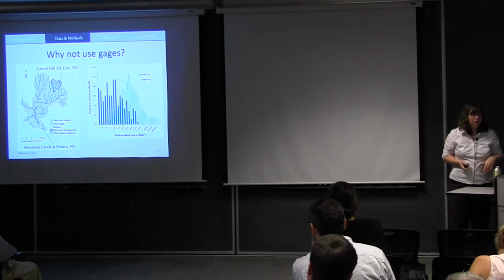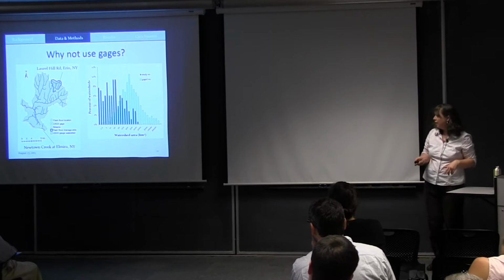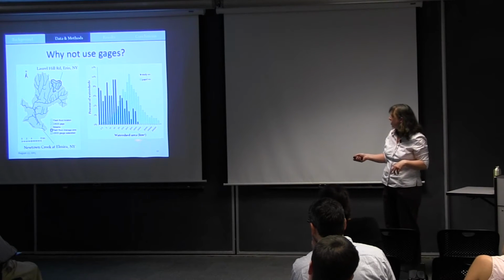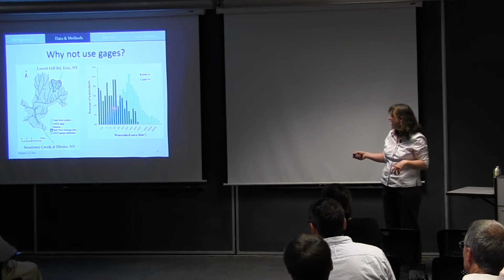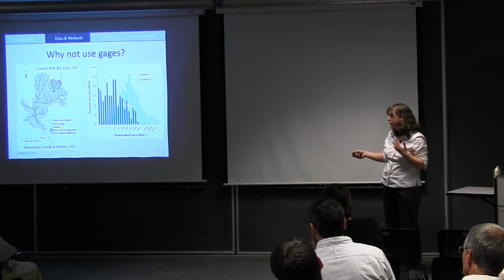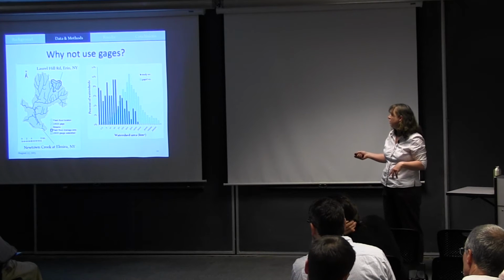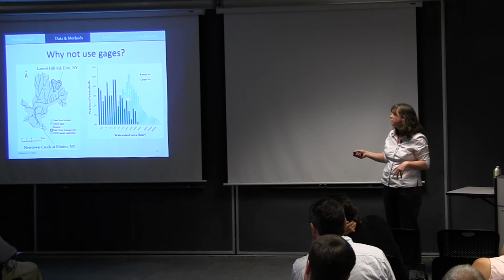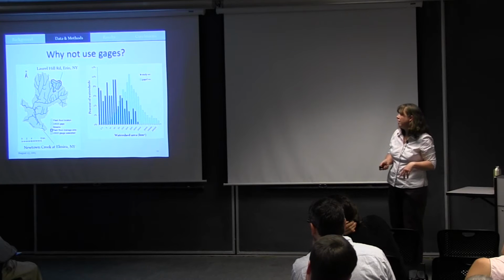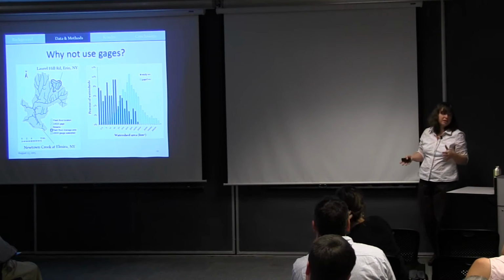So overall, in our data set, this histogram shows the watershed area. The dark bars are our data set. The light bars are the active USGS gauges around the Northeast. So the average watershed size for our data set is about 75 square kilometers, and the average for the USGS gauges is about 1,000. So we're talking about a very different spatial scale here.